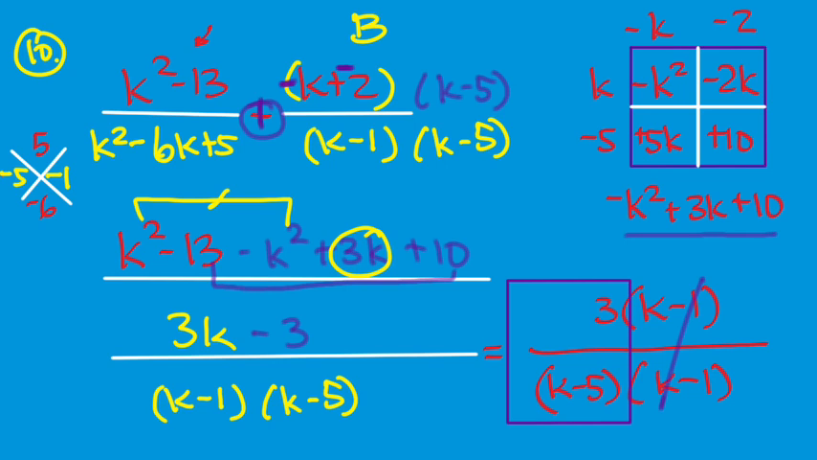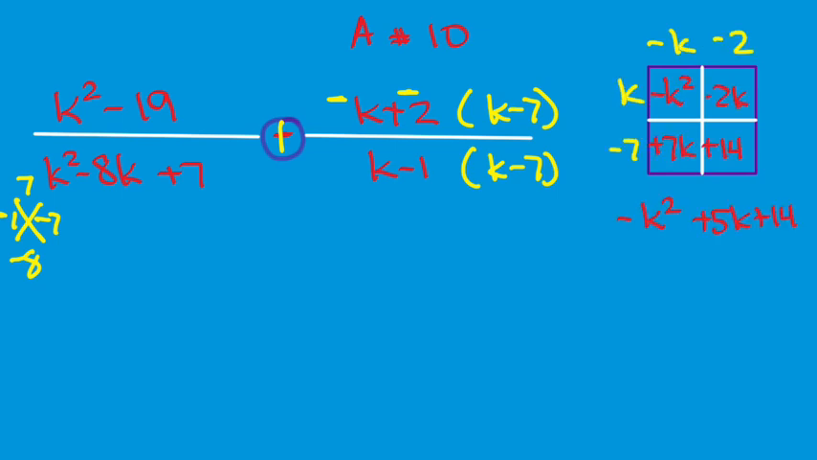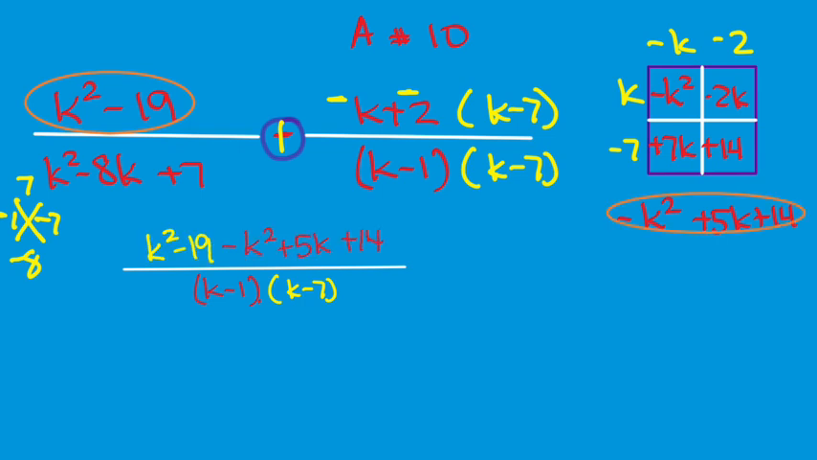Lastly, the A version of number 10, it's a subtraction problem again. And I'm going to need to distribute that -1. I go ahead and do X-box to find out what my factors are, and they're going to be -1 and -7. The second equation is missing k minus 7, so I box that out, getting my negative k squared plus 5k plus 14, and combining that to my k squared minus 19, all over k minus 1, k minus 7.